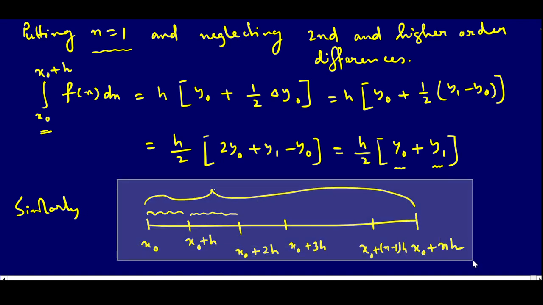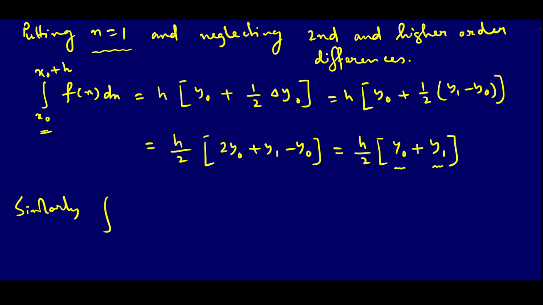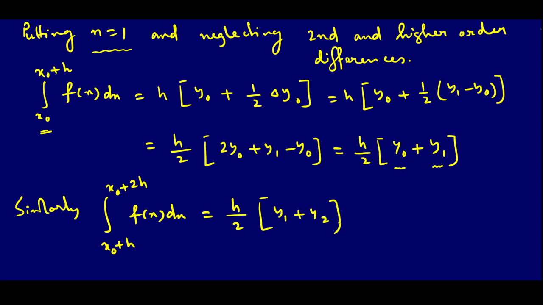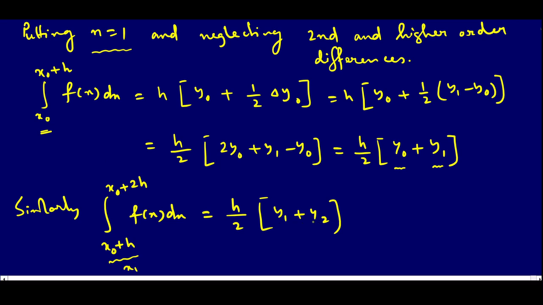I will show that. Before that, let us find the integral from x0 plus h to x0 plus twice h of f of x dx. In the same way, it will be h by 2. Now in the first part it was y0 plus y1. Now we have advanced the subinterval by 1, so now it will be y1 plus y2, with h by 2 always outside. How will you remember that this is y1 plus y2? See, x0 plus h is our x1, so that is why y1. And x0 plus twice h is nothing but x2. So it is from x1 to x2, so it will be y1 plus y2. Like this you can remember, or otherwise you can solve it also.